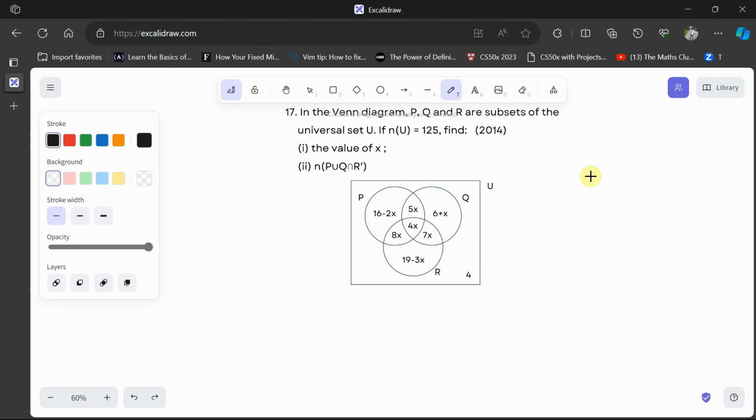So one thing that is sure is that the N of U will be the sum of everything inside this place here, and they've given us all these: P only, Q only. They've given us all those things. Remember, there's also something at the bottom here, which is the ones that are outside of the purview of P, Q, and R. So we have to consider that too. By the time we add everything together, it should give us our N of U.